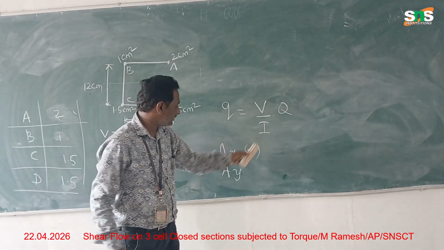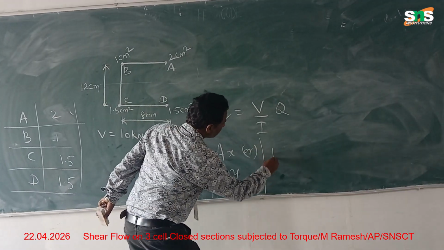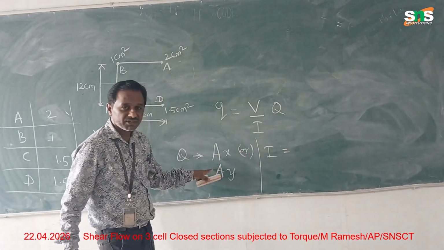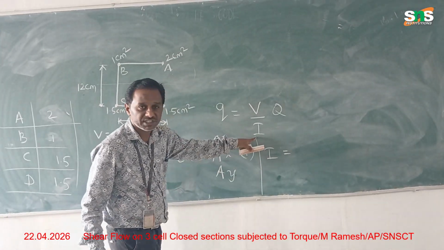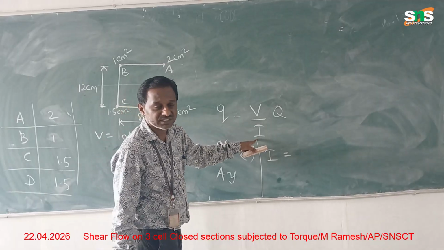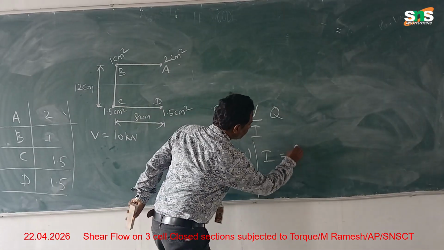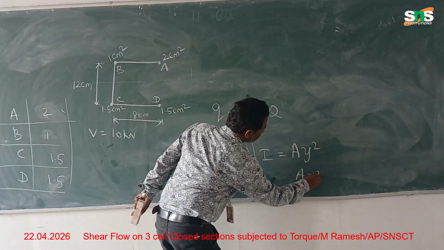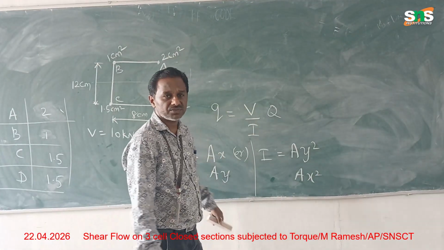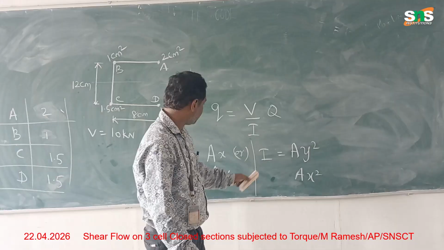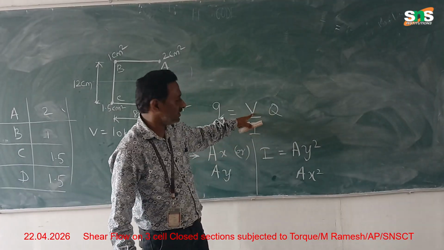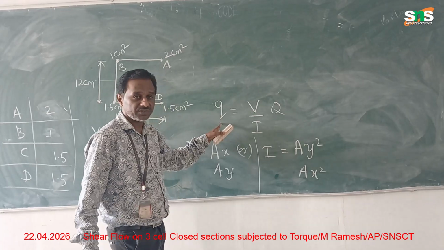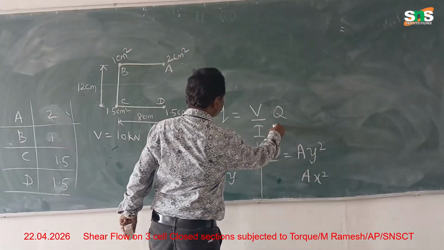And we know that I is the moment of inertia, otherwise called the second moment of area. This is the first moment of area, and this is the second moment of area, otherwise called the moment of inertia. So we can say that it is A Y square or A X square. Depending on the axis, which formula we are going to use, that matters. The value V is given, otherwise we can assume it. Accordingly we can find the shear flow. This is the basic fundamental formula.